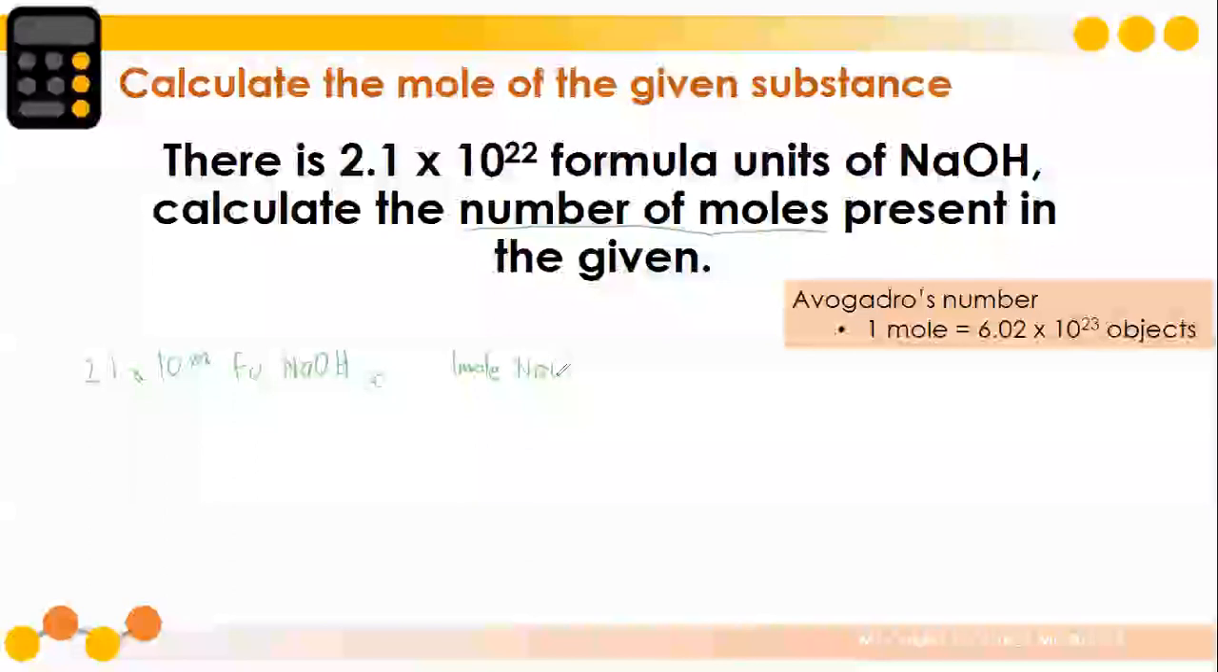1 mole of NaOH is equal to the Avogadro's number, which is 6.02 times 10 raised to 23 formula unit. Since the given is formula unit, we have to use formula unit on this one. You have to remember that the Avogadro's number is flexible. It can use different units of measurement, so it can use objects, atoms, molecules, and it can also use formula unit. That's why we're going to use formula unit in this one. Then you can proceed with your solving. Of course, you have to cancel formula unit and then proceed with solving.